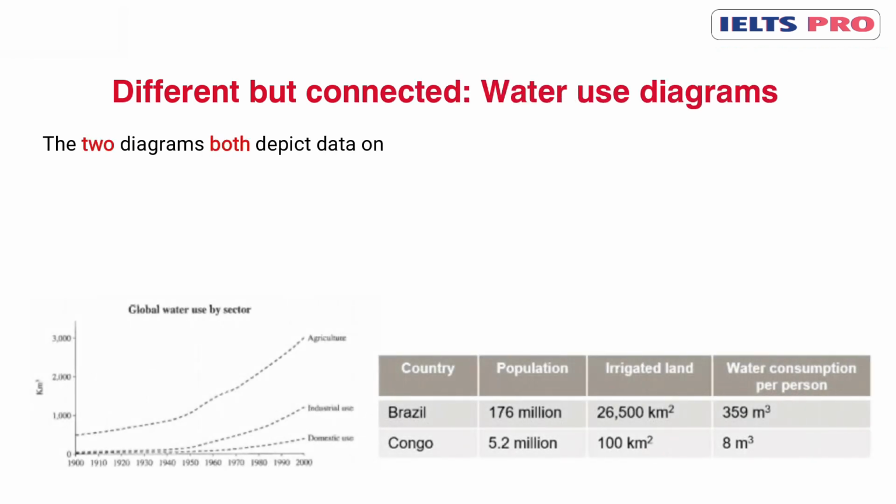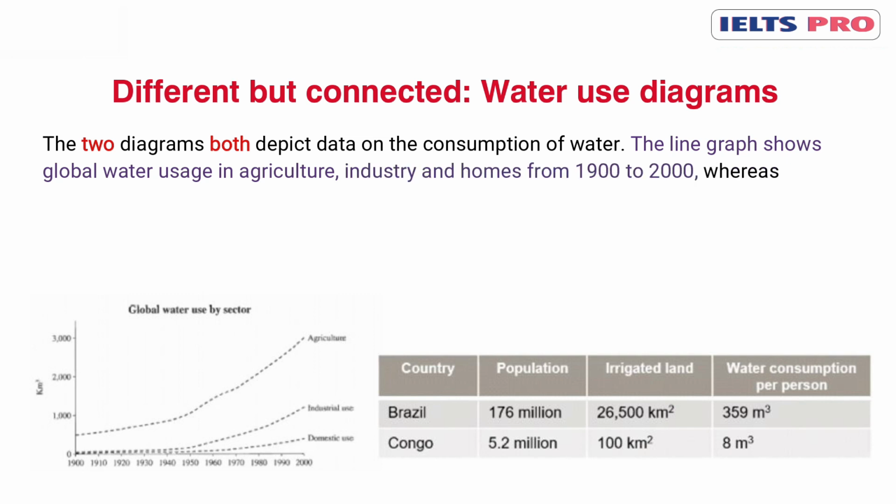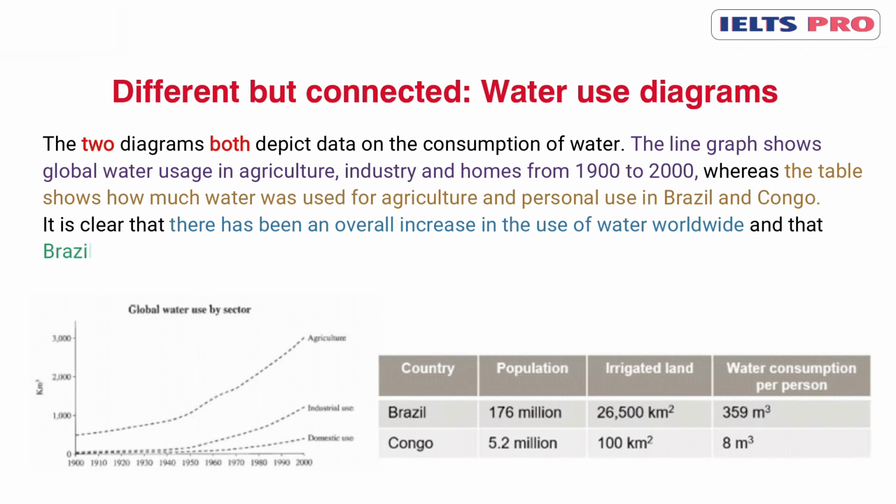Different but connected, water use diagrams. The 2 diagrams both depict data on the consumption of water. The line graph shows global water usage in agriculture, industry and homes from 1900 to 2000, whereas the table shows how much water was used for agriculture and personal use in Brazil and Congo. It is clear that there has been an overall increase in the use of water worldwide and that Brazil had far greater usage than Congo.